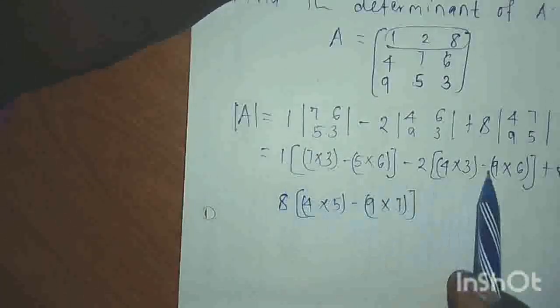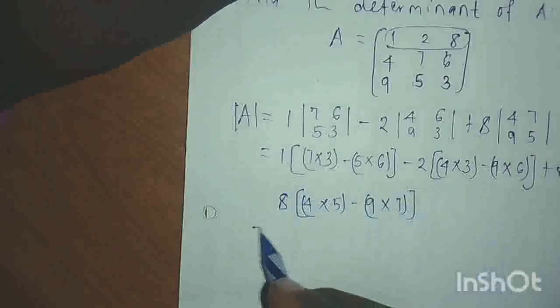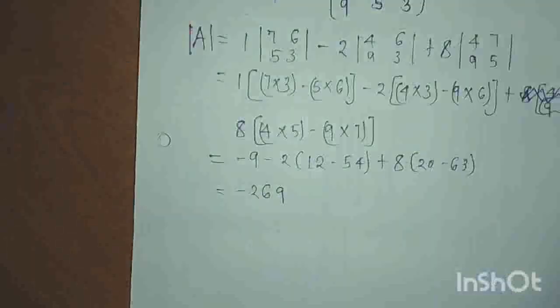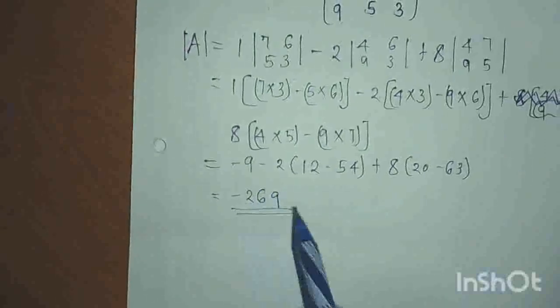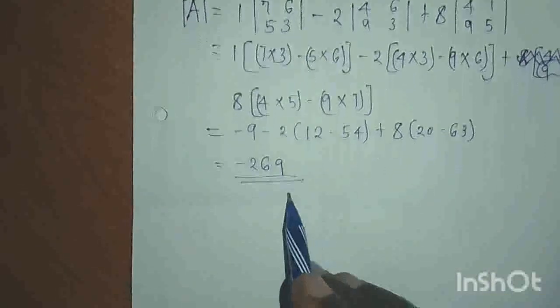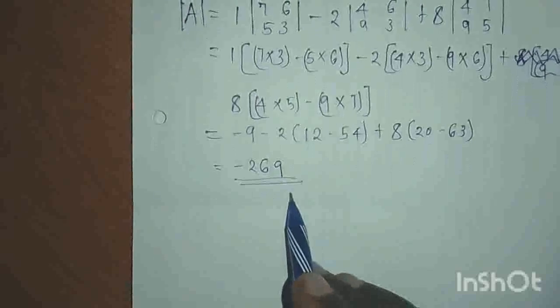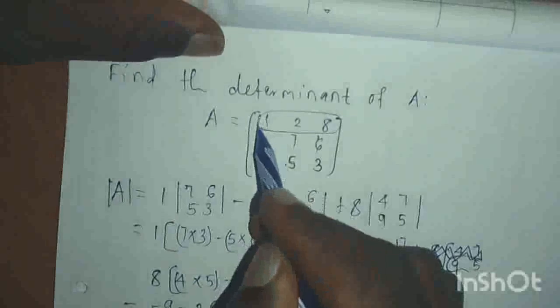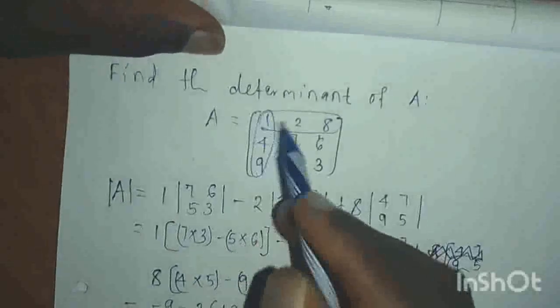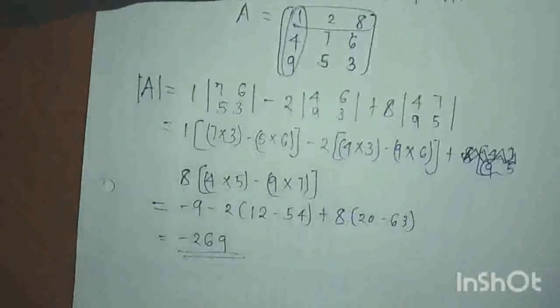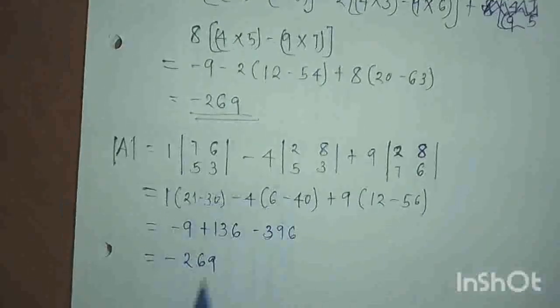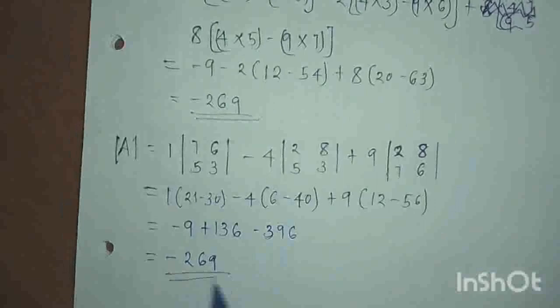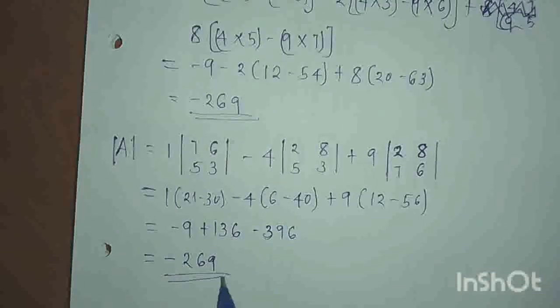So this is how it will be. So we will get negative 269. So the same way, if we could use our first row, let's see how it will be. So it will also give us the same value.